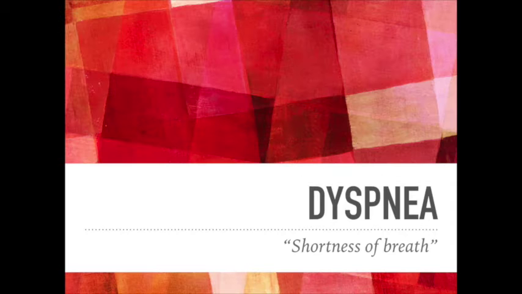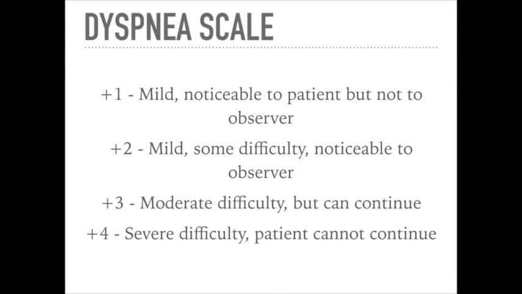On the other hand, we have dyspnea. It is the shortness of breath. Like angina, it does also have a dyspnea scale ranging from 1 to 4. We document it as +1 if it is mild, noticeable to patient but not to observer. +2 if it is mild, some difficulty, and noticeable to observer. +3 if it is moderate difficulty but the patient can continue with the task. +4 if it is severe difficulty and the patient can no longer continue.